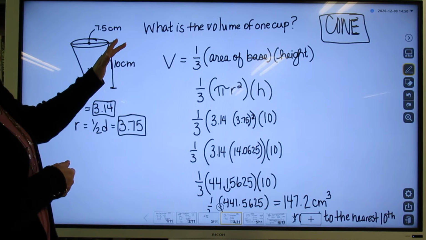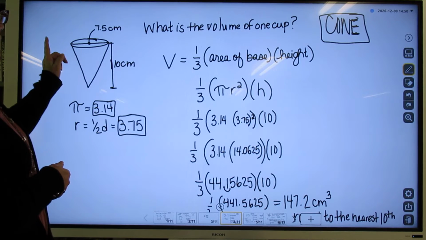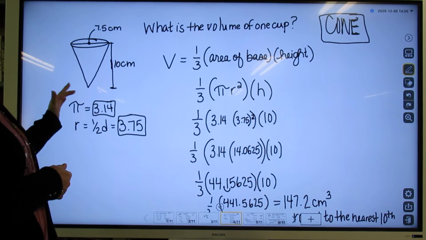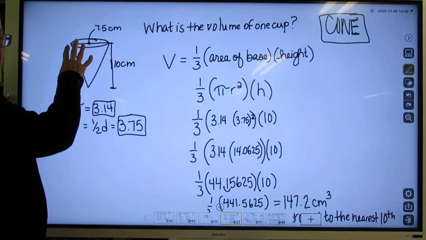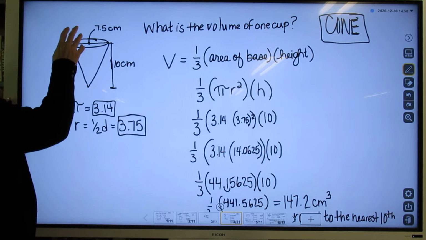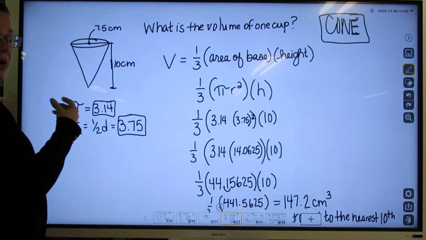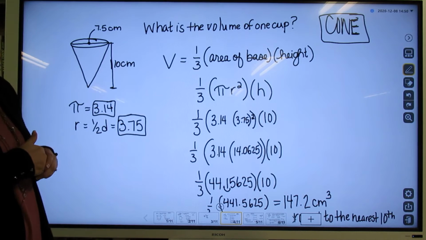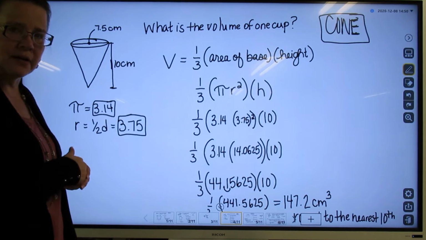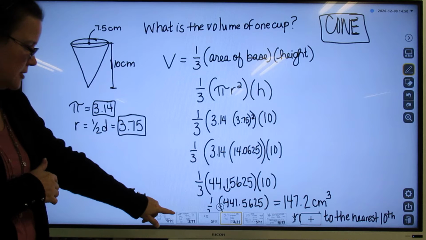What is the volume of 1 cup? This was the cup that was at a water cooler. And so this was the measurement of that cup. Sometimes those water coolers have these triangular cone-shaped cups, and they wanted to know how much water would fit in there. I didn't write all that up there. We had a lot to write in this situation.